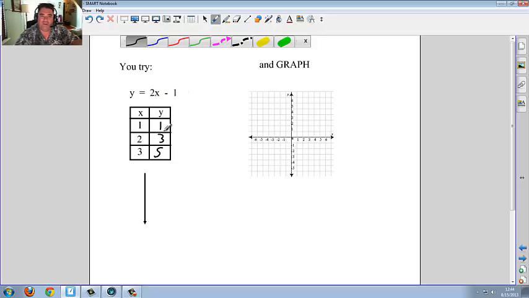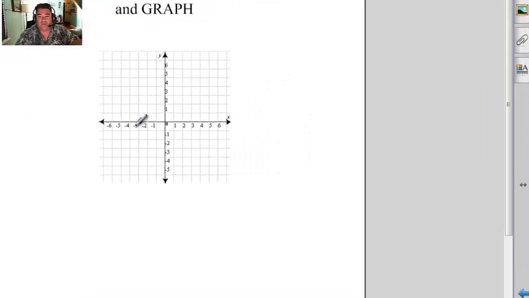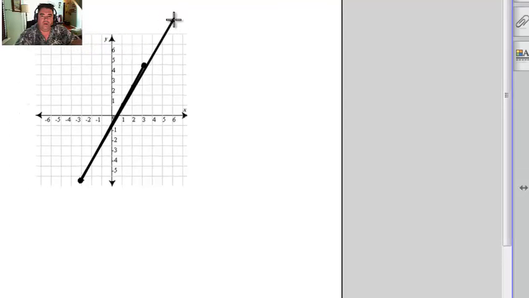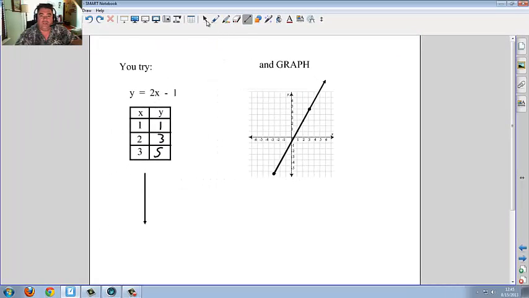Minus 1 is 1. And then 2 times 2 is 4, minus 1 is 3. And 2 times 3 is 6 minus 1 is 5. But now we have to graph. So 1, 1, 2, 3, and 3, 5. Notice here that if you do it right, it should make a straight line. All equations that have just a single x should make a straight line, so that should make it a little easier on us.